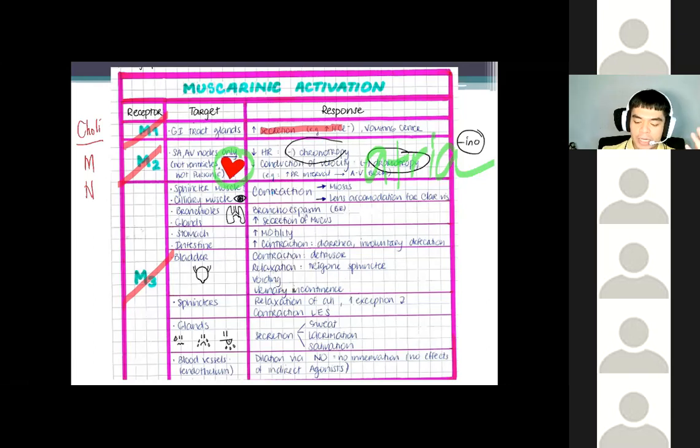Next, muscarinic 3. This is our guide for muscarinic 3. There are two target effectors. Number 1, the exocrine glands. Let's take up the exocrine glands before we check the table. In the exocrine glands, the effect is enhanced secretion. Enhanced secretion means the effect is wetness. We mentioned yesterday that parasympathetic activity makes things wet. So it is M3 mediated.